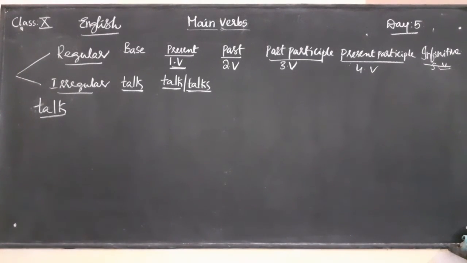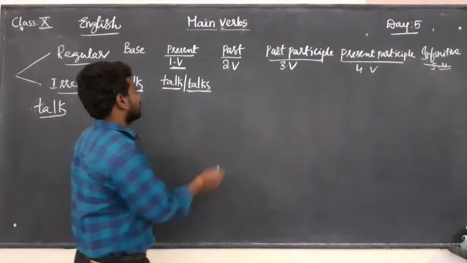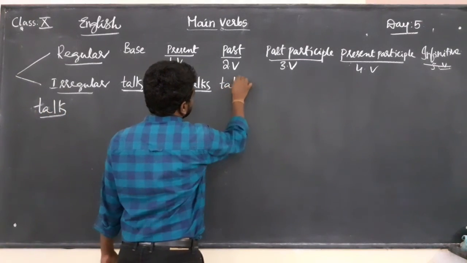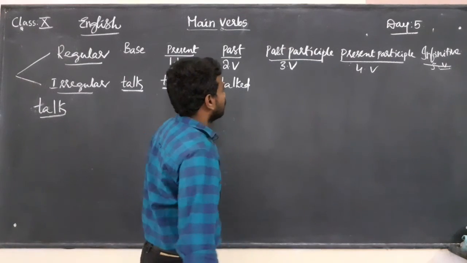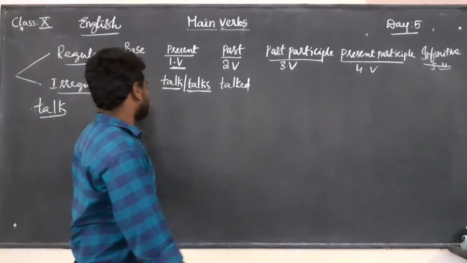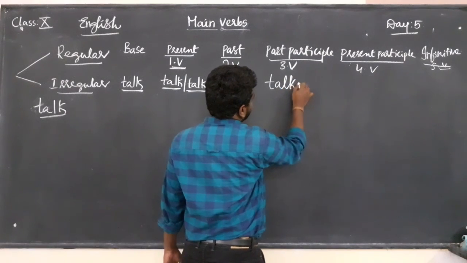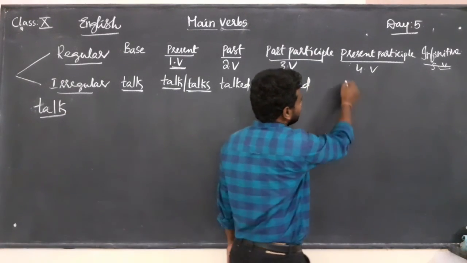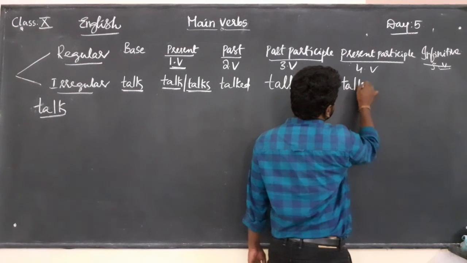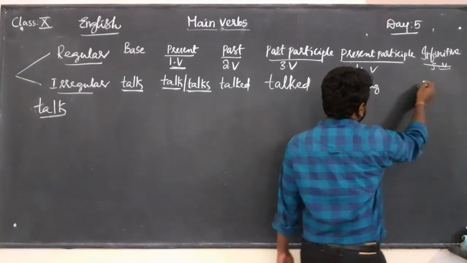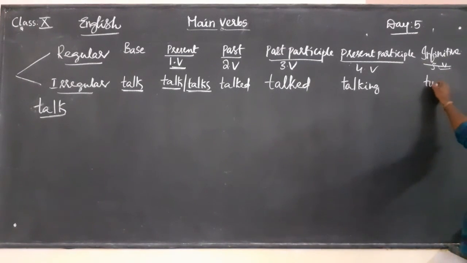And what is the past form of talk? The past form of talk is talked. What is the past participle form of talk? Again talked. The present participle, we can say, is talking. And the infinitive is to talk.